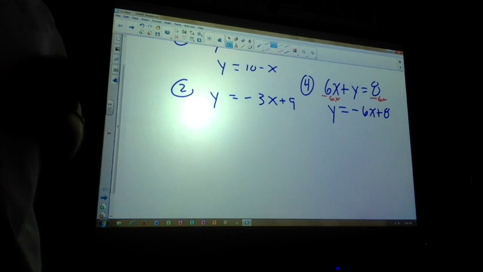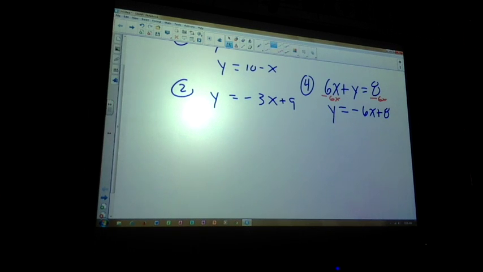So the very first, the 6x plus y equals 8, was I multiplied everything by 2 to clear the denominator. Did I forget to multiply that by 2? For number 4, it said 3x minus 1 half y equals 4. It's 3x plus 1 half y equals 4, right? Yeah. So then I multiplied everything by 2. So I got 6x plus y equals 8, and then I moved it.